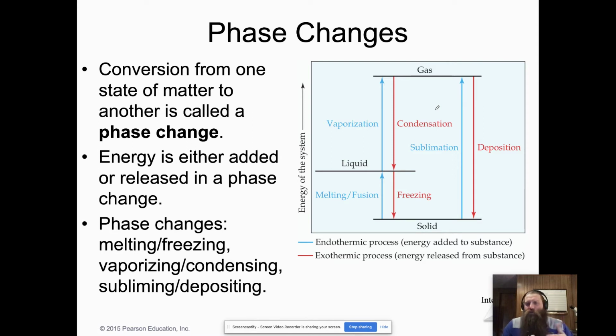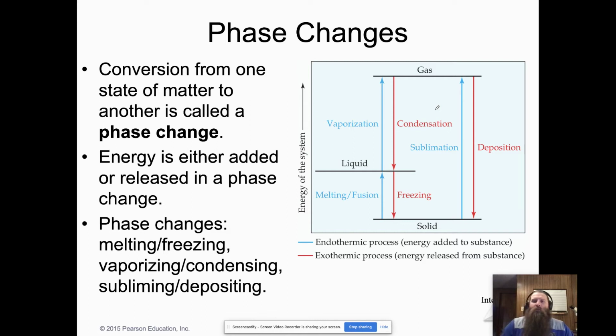So greater forces of intermolecular attraction are going to drive up the amount of energy that's required in the system in order to get that phase change to occur. Now, the phase changes that we're talking about here are going to be melting, freezing, vaporization, condensation, sublimation, and deposition, all right? Make sure you know those. I'm sure you know most of them.